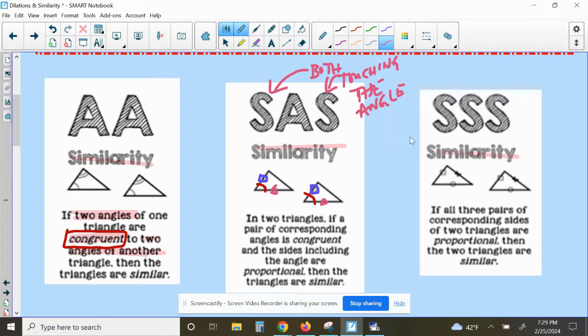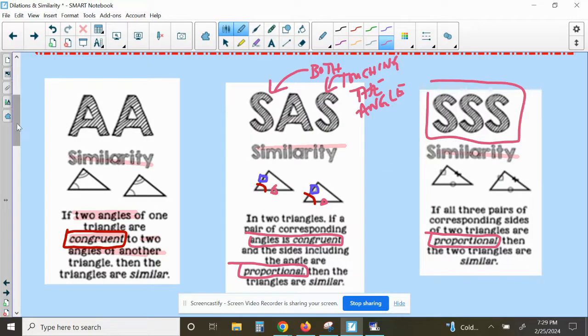And then the third one is side, side, side similarity. Now this is not congruent. This is proportional. So both of these are proportional. So that means you can make three fractions, like this over that equals that over that equals that over that. So you can make three fractions. This one, I know we marked it on here. I should probably mark it on the writing too. So we have a pair of corresponding, we have the angle congruent, but then the sides on either side of it, the sides are going to be proportional.